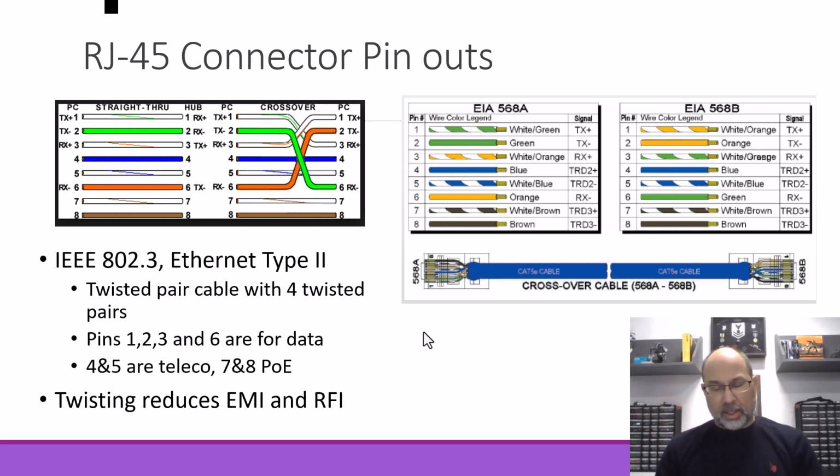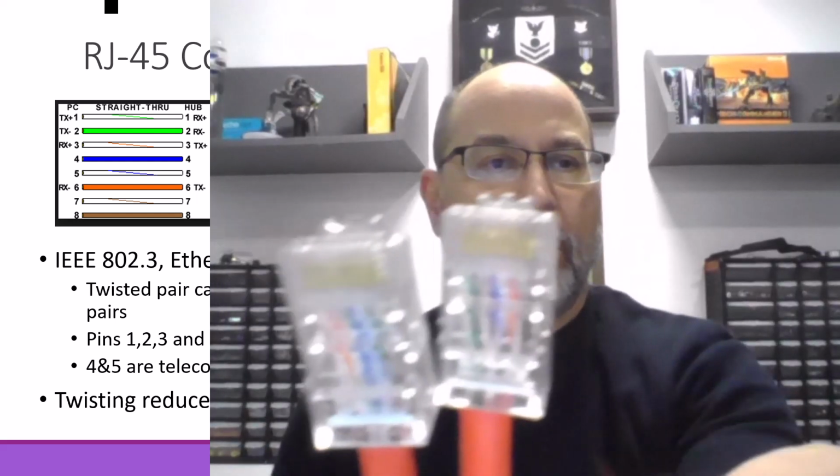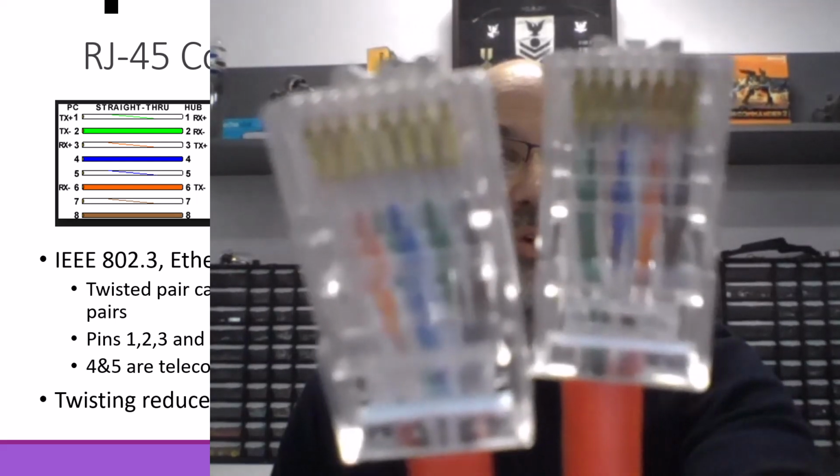I'll try it again on this, but if you look at this particular pinout, put that in front of the camera maybe, the colors do not go straight through. Pins 1 and 3 go to pins 2 and 6, and vice versa.